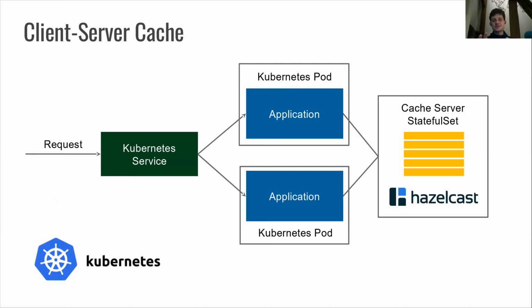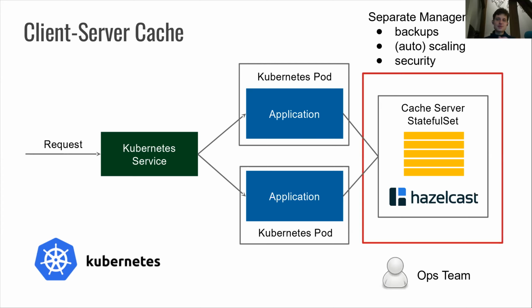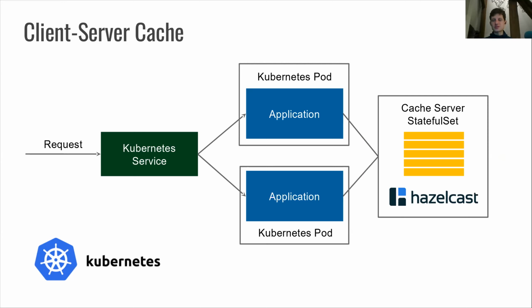Now, if we compare this solution to embedded cache, there are two main differences. The first difference is that we have a new thing in our architectural diagram, and this new thing needs separate management. It will usually be a separate team or some DevOps effort to manage the cache cluster itself. But there's also a second difference, and the second difference is this part. This part is the cache client.